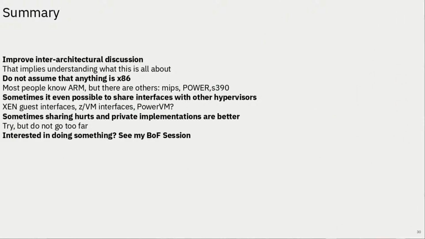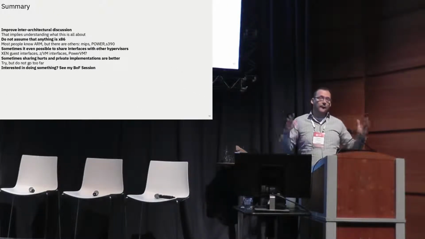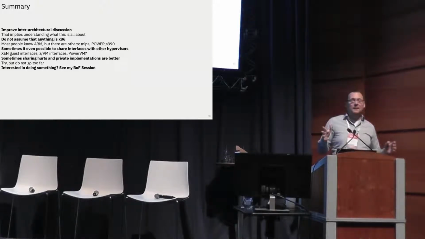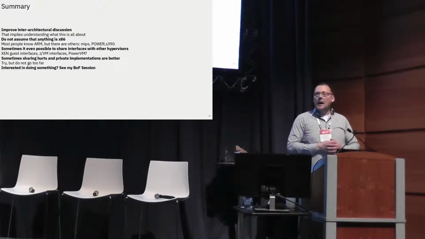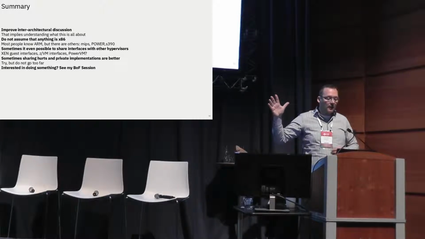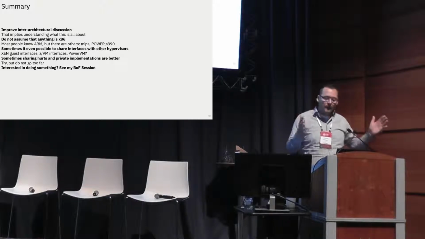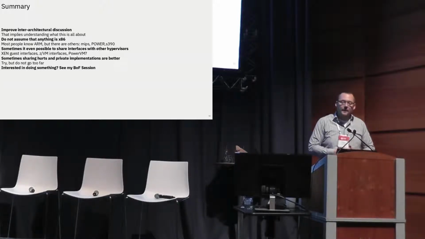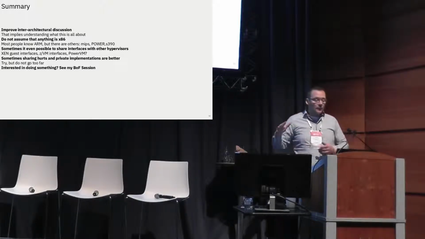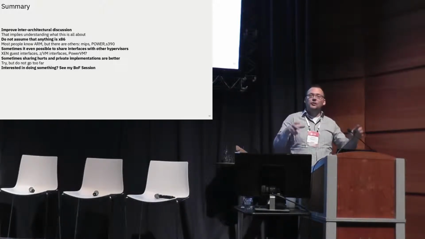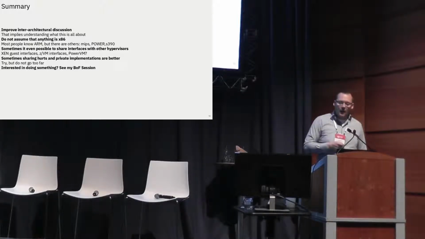We should really try to improve the discussion among the architecture teams. And for everybody else, please do not assume everything is x86. I mean, you might know ARM, but there are even more. There's Power, there's MIPS, there's S390. And if done right, it can actually be shared with other hypervisors like Xen, or maybe we can do some interfaces that look like Power VM or ZVM. Where it makes sense, why not? But at the same time, sometimes sharing too much hurts. So it will not be possible to share everything, as you have seen with the halt polling code. So if it doesn't work out, then it's fine to have non-shared code.